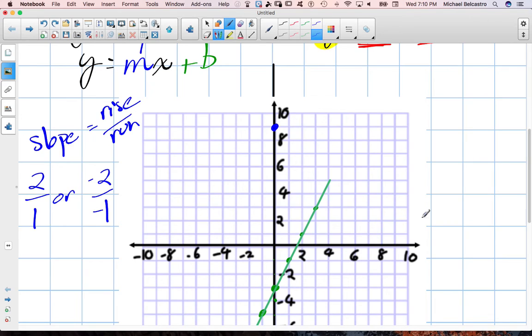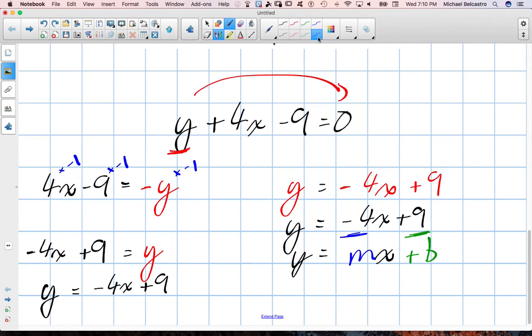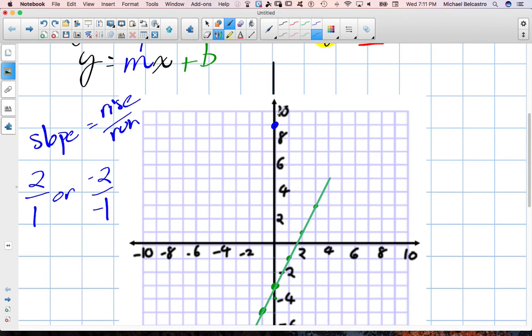Here's my positive 9. And my slope. Well, like we said, we want to make it a fraction. So it's negative 4 over 1, or it's positive 4 over negative 1. Both are the same, and they both give us a negative answer. So I can go down 4, 1, 2, 3, 4, and to the right 1. Or I can go up 4, 1, 2, 3, 4, and to the left 1. I know that fell off our graph, but that's essentially doing the same thing. I'm going to go down another 4, 1, 2, 3, 4, to the right 1.